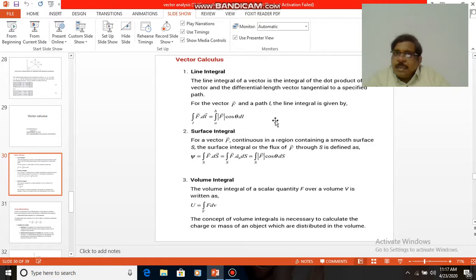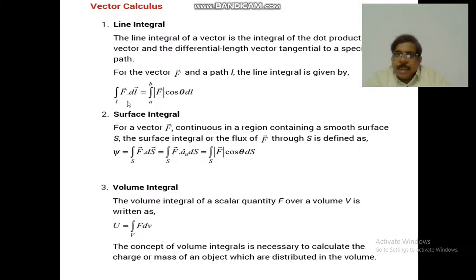Surface integral. For a vector F bar continuous in a region containing a smooth surface S, the flux of F bar through S is defined as phi, which is equal to the surface integral of F bar dot dS bar. Here dS bar is nothing but the surface area region. So the integral over S of F bar dot an dS is equal to the surface integral of mod F bar cos theta dS.